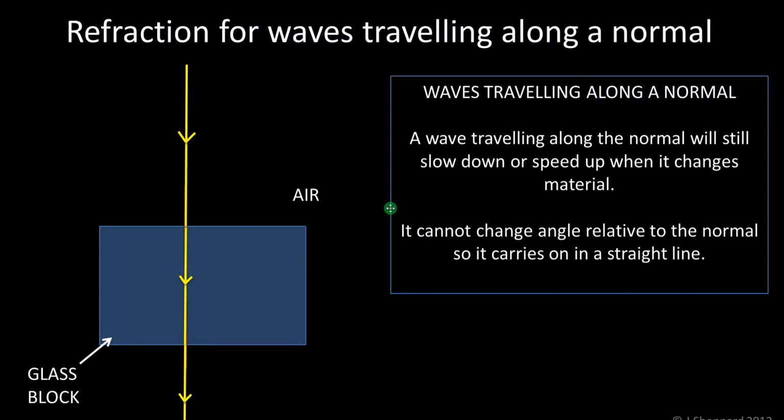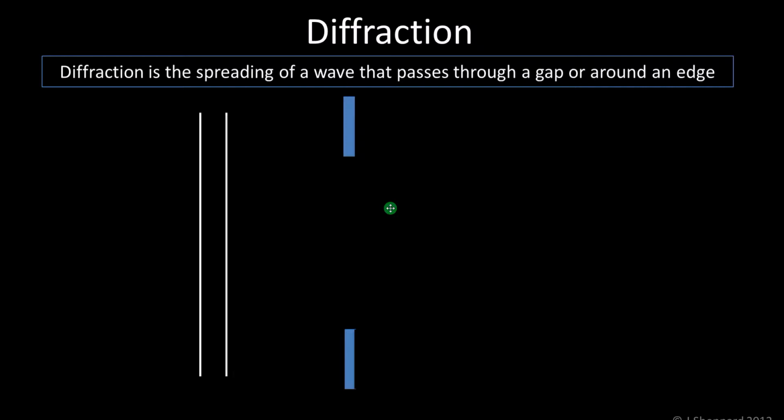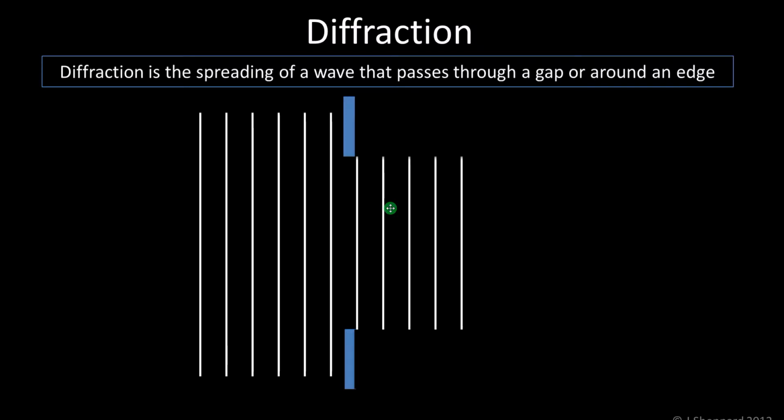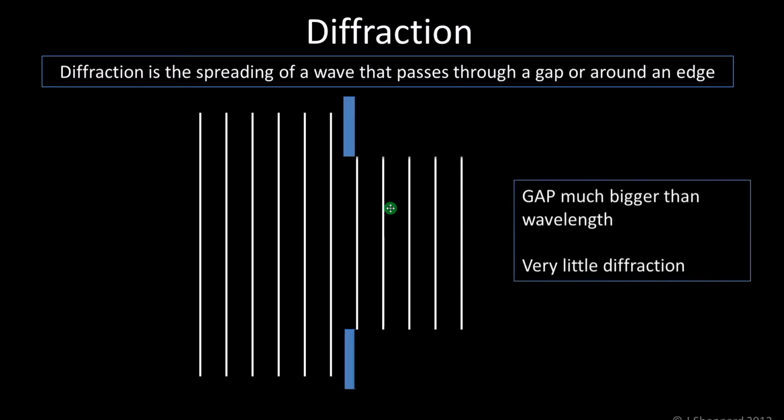Okay, so that's refraction. We're going to look at diffraction now. Diffraction is the spreading of a wave that passes through a gap or around an edge. So what you can see on the screen now is what would happen without diffraction, and indeed the thing that matters for diffraction is how big the gap is compared to the wavelength of the wave. And you can see here the gap size is quite large and the wavelength of the wave is quite short. And if you have a situation like that where the gap is much bigger than the wavelength, you get very little diffraction. So the wave basically goes straight through the gap and doesn't spread out.